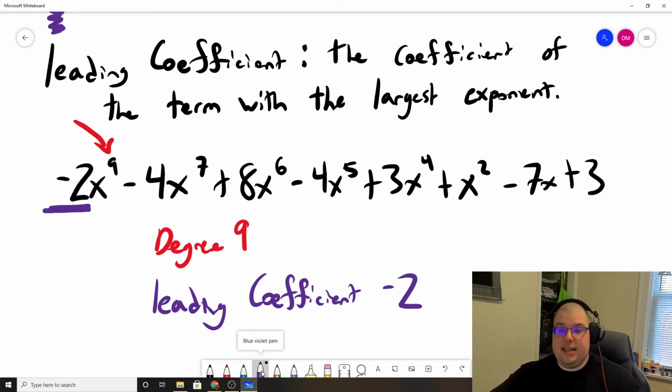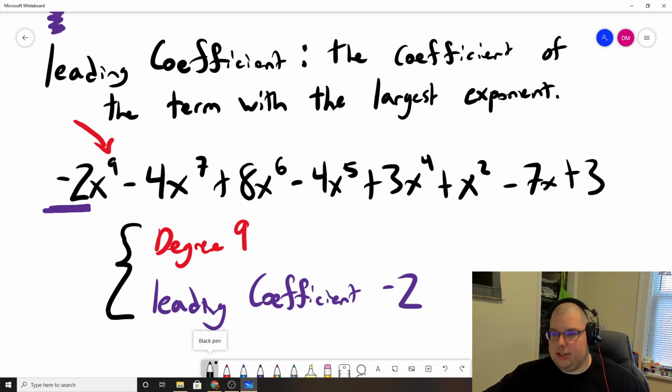And now hopefully you can see why standard form is a good thing, because if I were to jumble this polynomial all up and bury -2x to the 9th somewhere in the middle, you would have to search all the exponents for the largest one, and then also find the number in front of that to come up with the degree and the leading coefficient. Again, these two things are going to tell us more about the way the graph of this polynomial looks than anything else. So it's going to be a good thing to keep in mind. And that is why we're covering it today.